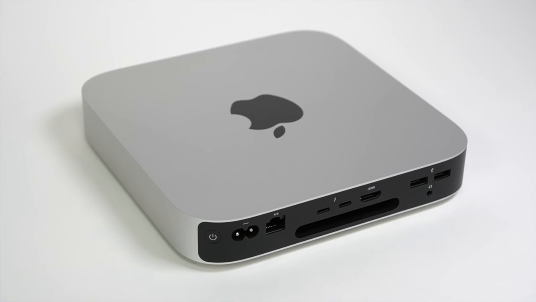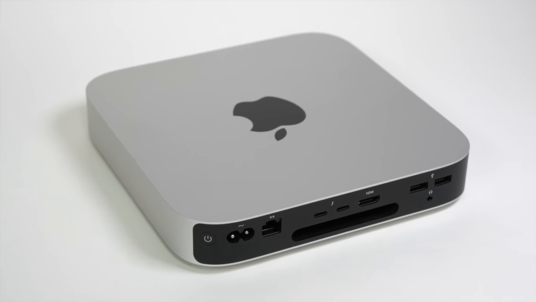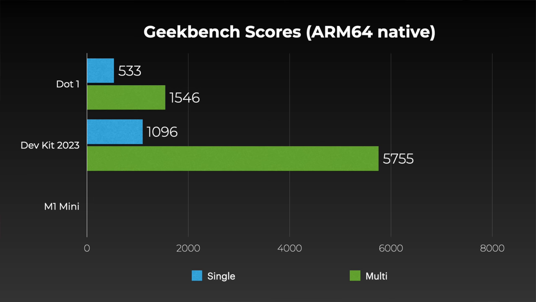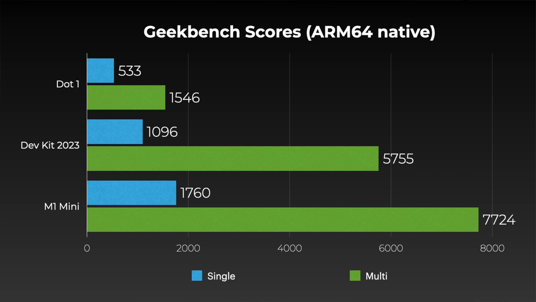But what a lot of people want to know, especially since you're getting higher specs for $100 less, is how this thing compares to the M1 Mac Mini. And I hate to disappoint, but even though it's 2 years newer, it still falls short. The M1 is noticeably faster at about 1700 single core and 7700 multi-core.